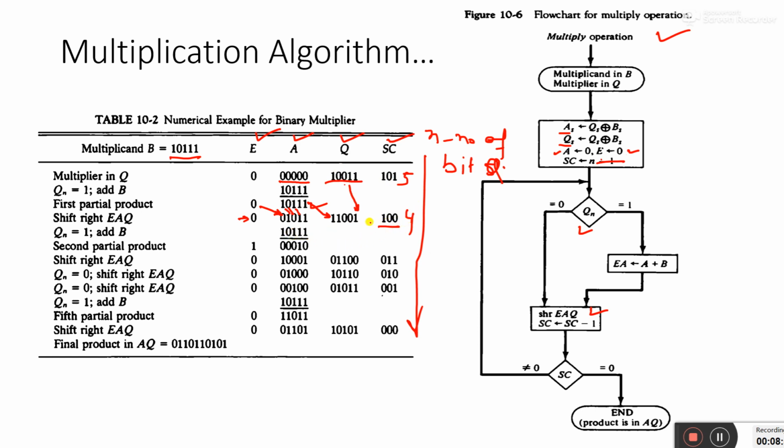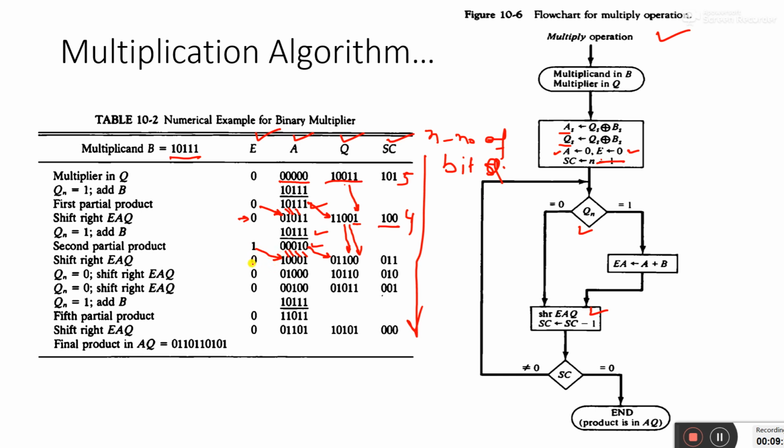Okay, now again I am getting Qn as 1. Because it is 1, again I have to add B. I will add B here, and I will get again a number here, and then I will shift right. So my this 0 will be here, and this 0, then 1 and 1, and this 0 is here, and this 1 is here, then this 0, then this 0, then this 0, and this E will be shifted here, 1.